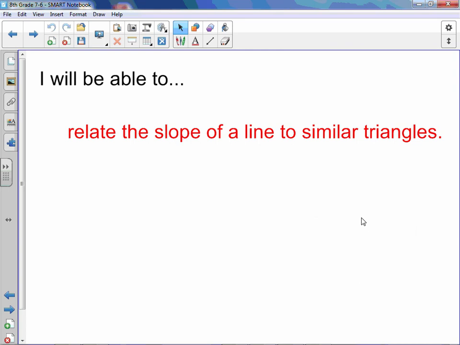Chapter 7, Lesson 6, Slope and Similar Triangles. You will be able to relate the slope of a line to similar triangles.